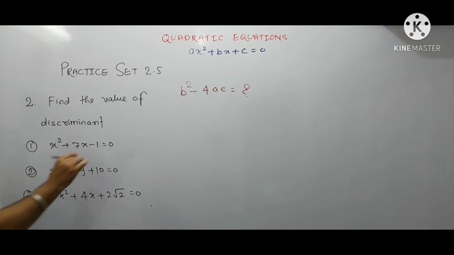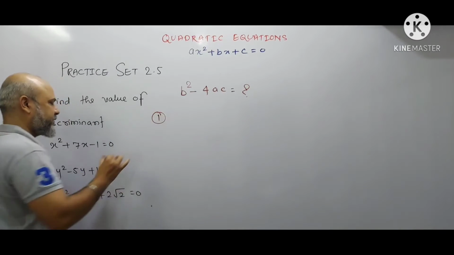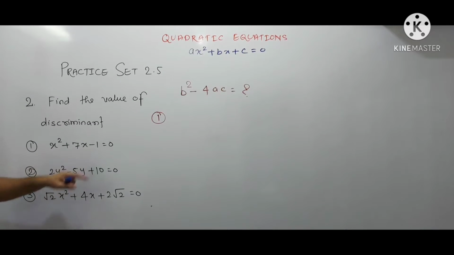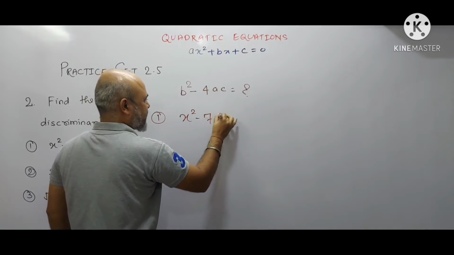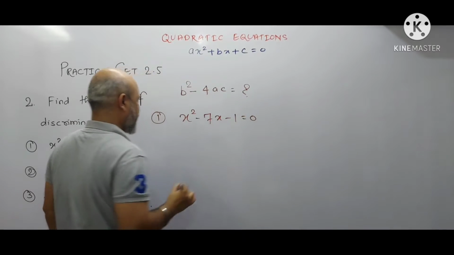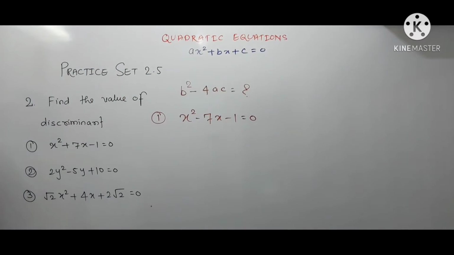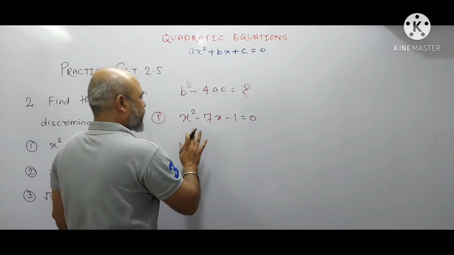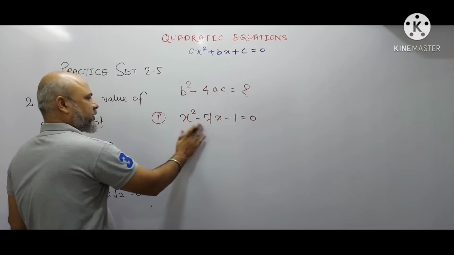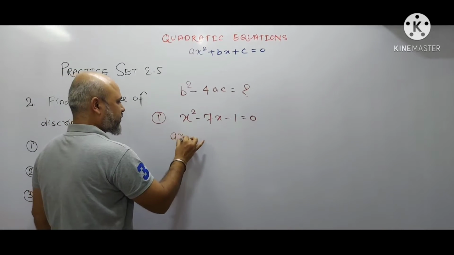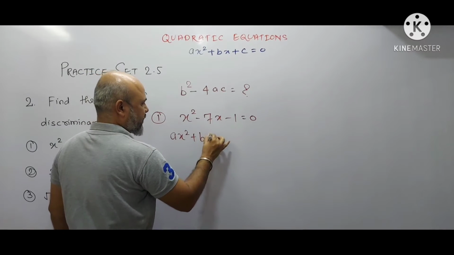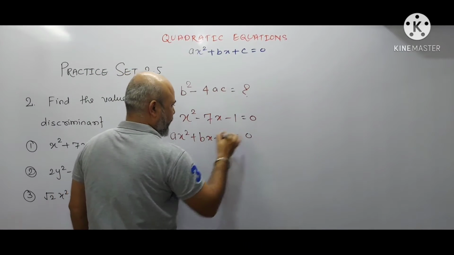Now first equation, that is first quadratic equation, that is x square minus 7x minus 1 is equal to 0. So how will we find the value of discriminant? For that we need the value of a, b and c. So we are going to compare this quadratic equation with the general form, that is ax square plus bx plus c is equal to 0.